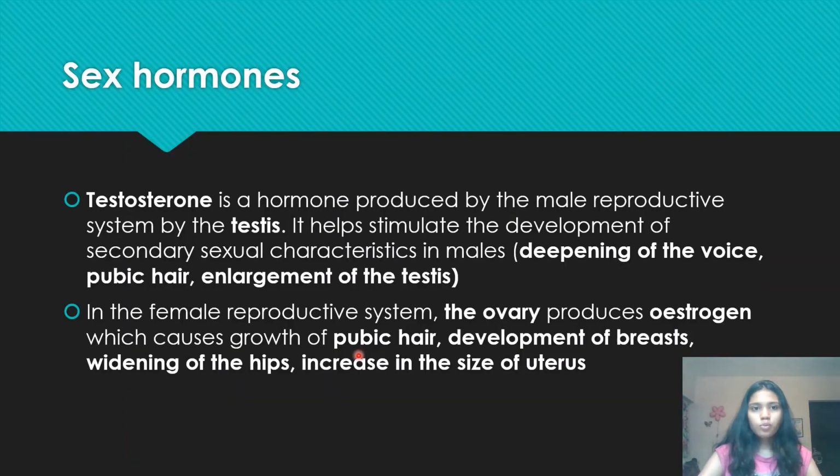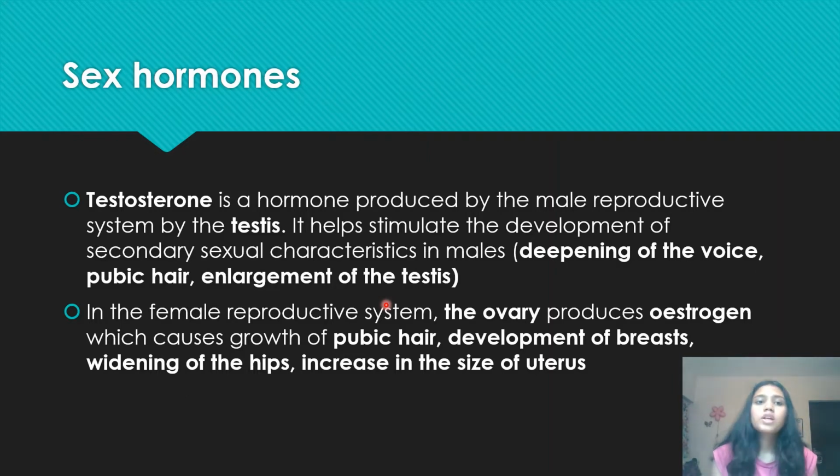Okay, sex hormones. I've already told you that the testis is also part of the endocrine system. It produces the sex hormone testosterone. Now, what I didn't tell you is the function of testosterone. Basically, it helps to stimulate the development of secondary sexual characteristics in males. If you're a guy, you're probably experiencing this right now: deepening of the voice, pubic hair growth, and enlargement of the testis.